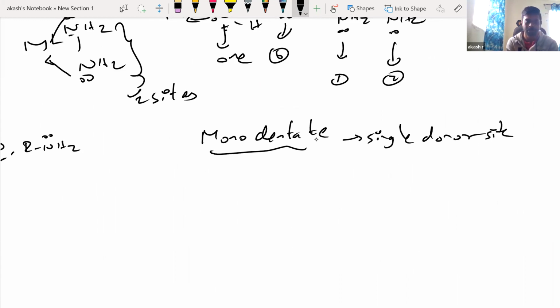For example, CN minus is going to have only 1 donor site, H2O is going to have only 1 donor site, anything which has only 1 donor site. Cl minus is also going to have only 1 donor site. So all these are monodentate ligands. They have only a single donor site from which they'll be able to donate electrons.